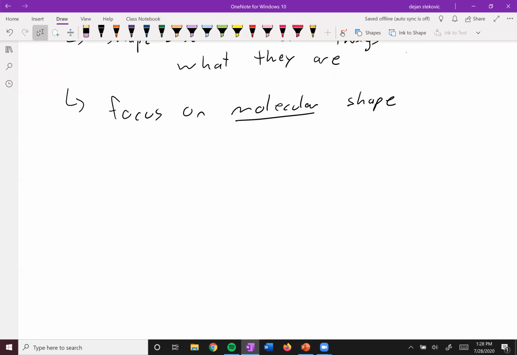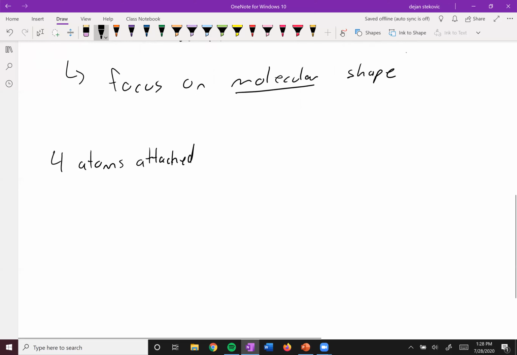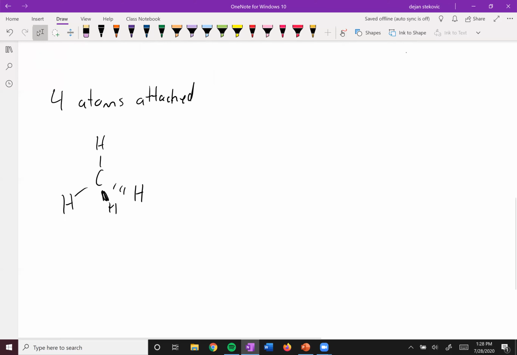When we're talking about the shape of water, for example, we're going to say that it's bent, not that it's tetrahedral, because we're talking about the molecular shape. So let's see the most common shapes we'll encounter, and that'll be 4 atoms attached. An example of this is your good old carbon with 4 hydrogens, your tetrahedral carbon, right? So it looks something like that. Hydrogen above, hydrogen kind of bottom left, one coming out of the board, one going into the board, and this shape is tetrahedral. And this bond angle here is approximately 109.5 degrees.